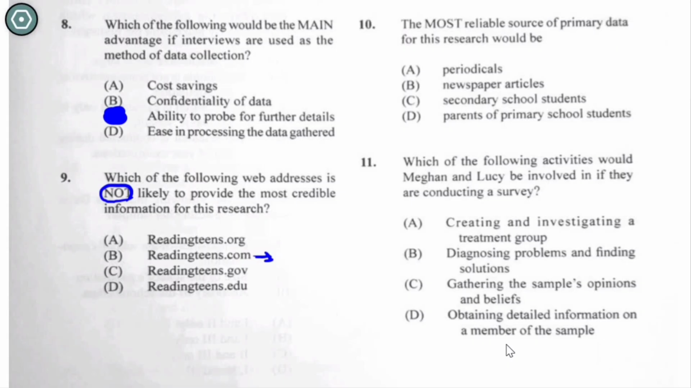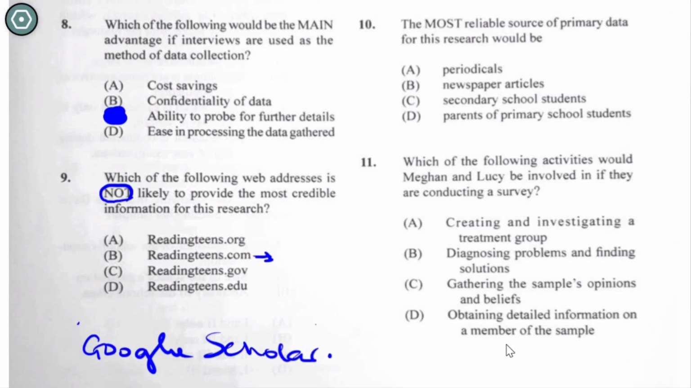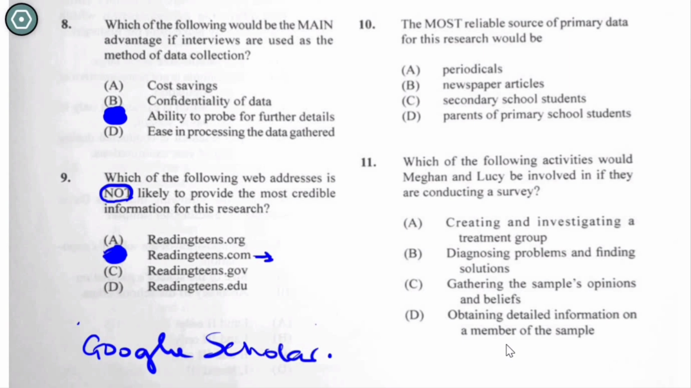Whenever I'm doing research, I mainly go for the .org or I use Google Scholar because the information there is a bit more credible and it's cited, so it's easy for me to do my reference sheet or my bibliography. But the one that is least likely to provide the most credible information is your .com websites. Now, .org is for organizations that are for non-profit purposes. .gov are government-owned websites, and I can show you one right now.